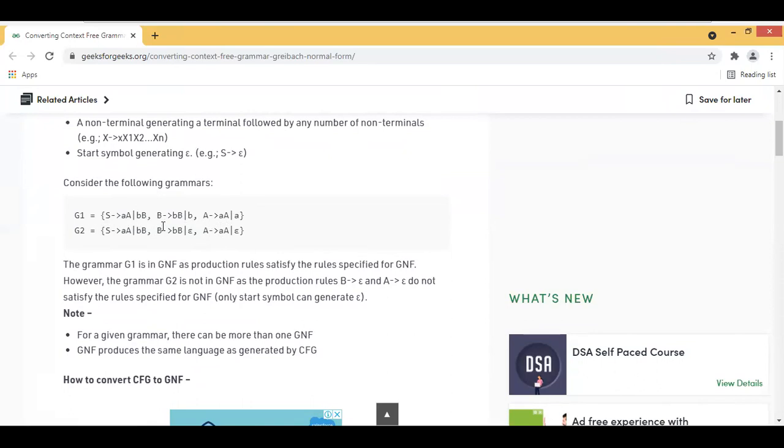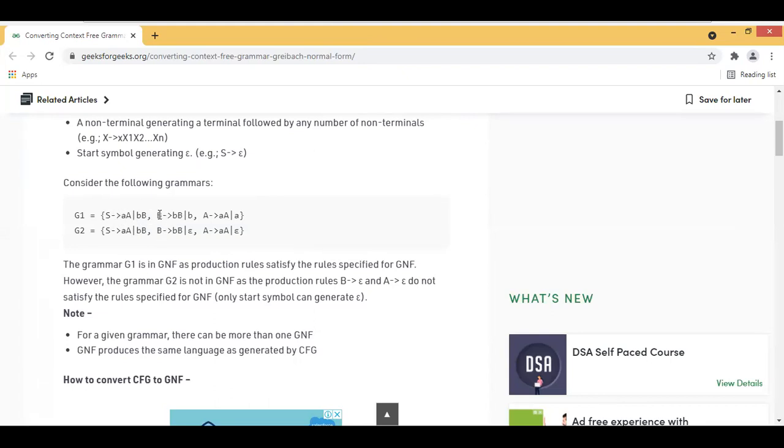See, the grammar G1 is in GNF, as the production rules satisfy the rules specified for the GNF, right? Because in the production of S, it starts with the terminal and has any number of non-terminals, but here we have one non-terminal, nothing will happen, it is acceptable. Same thing here also, starting with the terminal followed by the non-terminal, and this rule is acceptable, and this comes under the GNF.